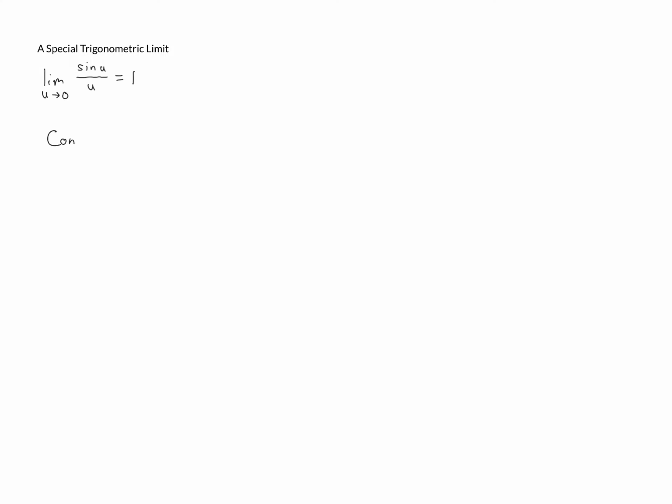Let's consider the limit as x approaches 0 of sine of 7x all over 4x. We cannot use direct substitution with this limit because if we plug in 0, the denominator is equal to 0, and that's undefined. And we haven't covered any algebraic means for dealing with limits with trigonometric functions like this.